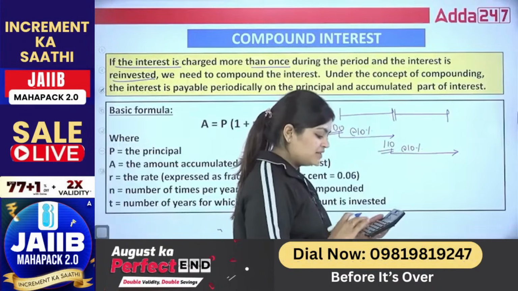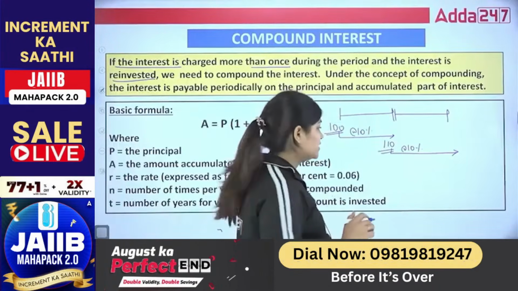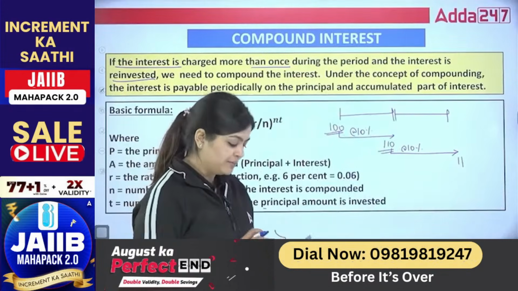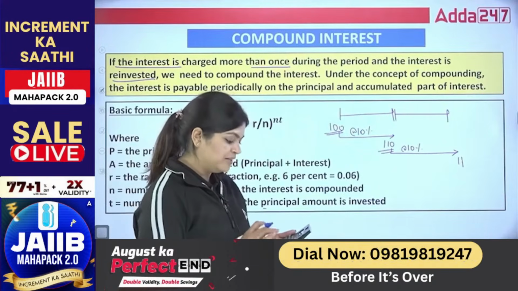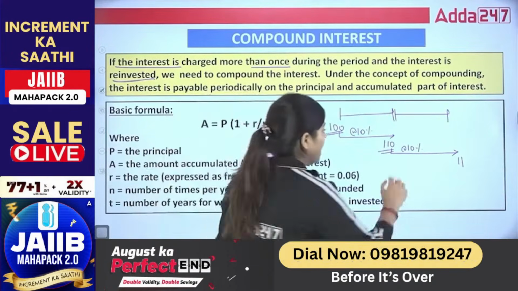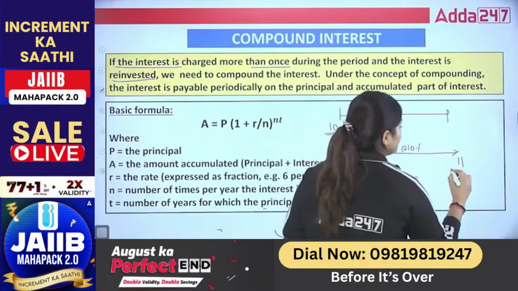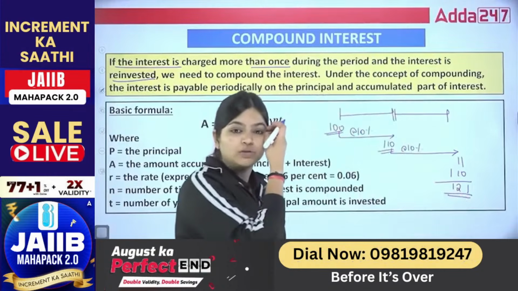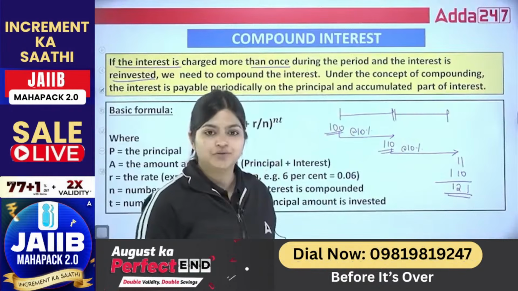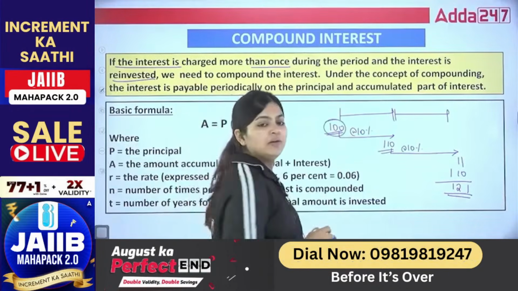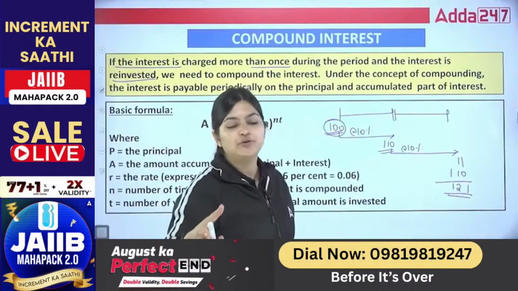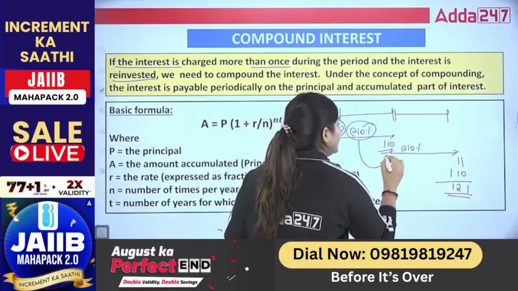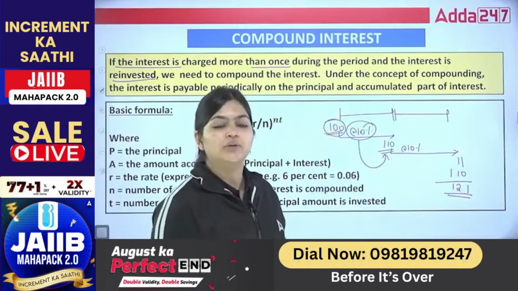So 110 into 10%, that is going to be your 11. That means after the second year, I am going to receive 121. This is the total amount. This is not your simple interest, where every year you calculate on the principal amount. Every year we are calculating on the total amount. Whatever interest we are generating, we are reinvesting it, and again on that we are calculating the interest amount.